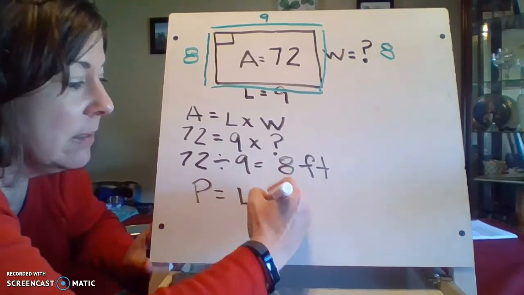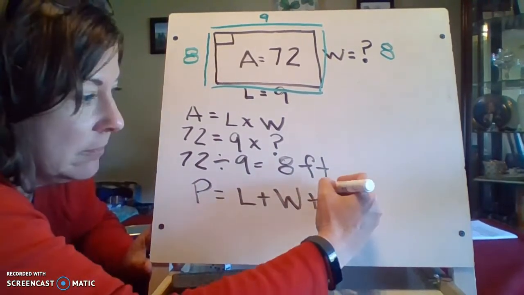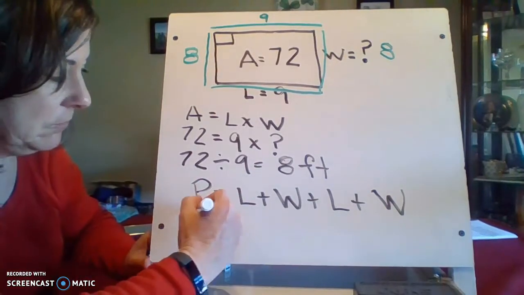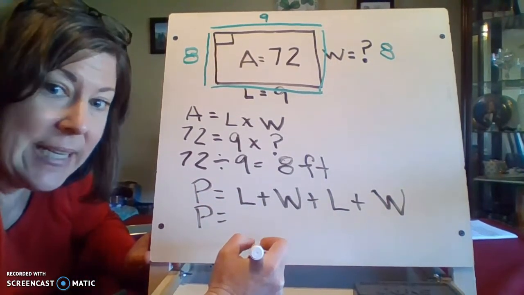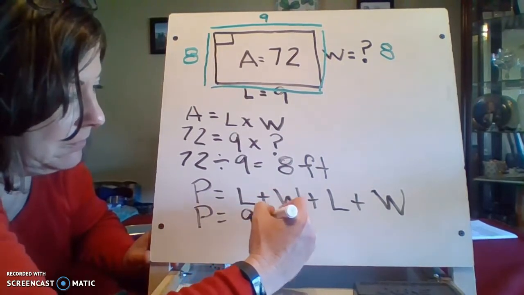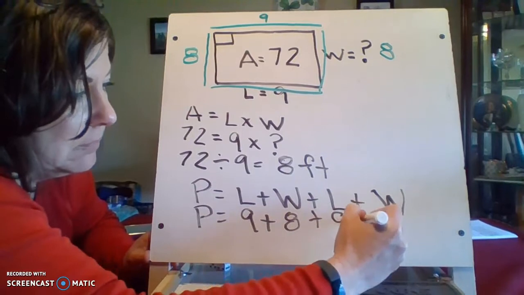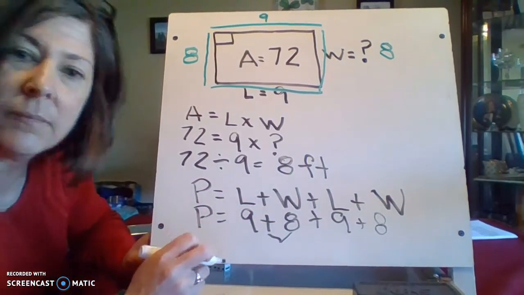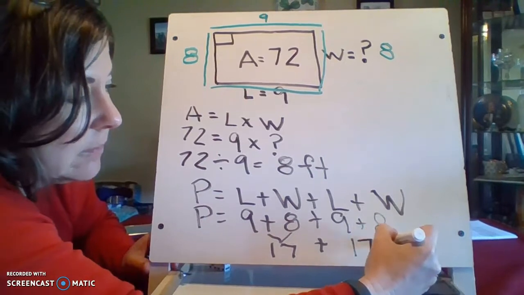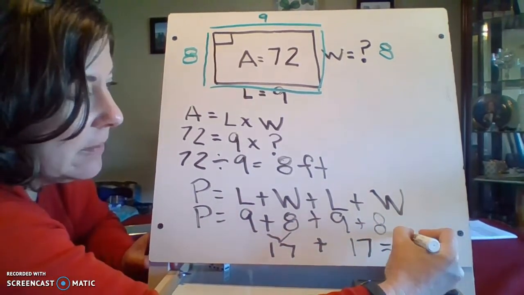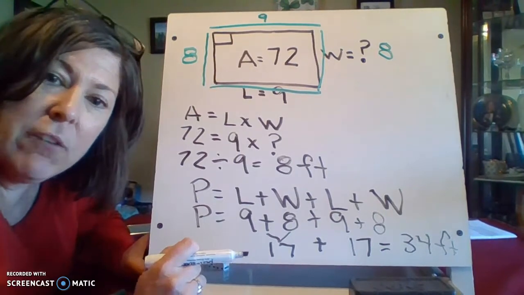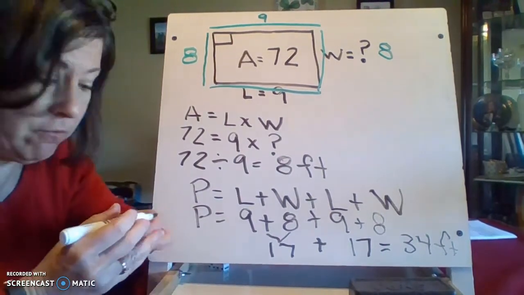Perimeter equals L plus W plus another L and W. So that means I'm adding 8 and 9, 8 and 9, 9 and 8, 9 and 8. That's 17. Plus, I know I'm going to have another 17, which gives me, I'll squeeze it in there, 34 feet. Not squares, just 34 feet.